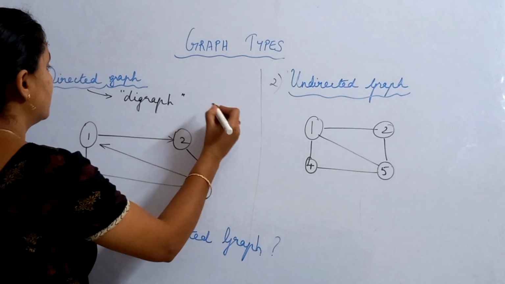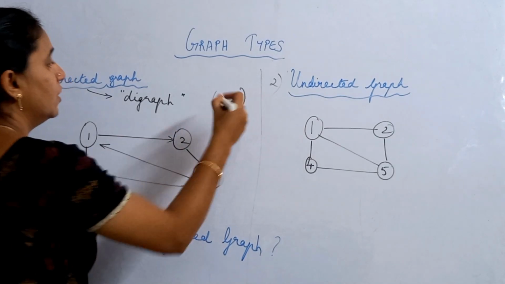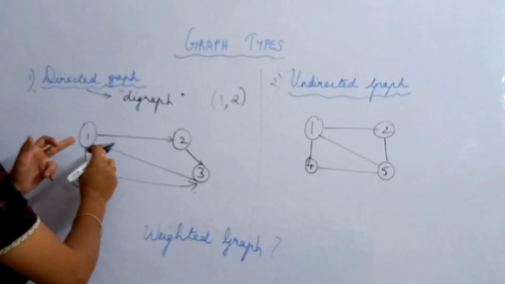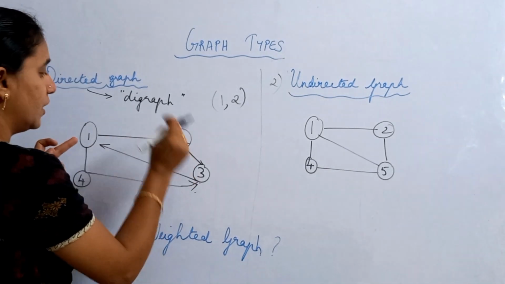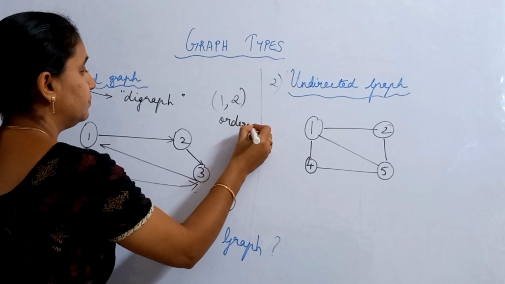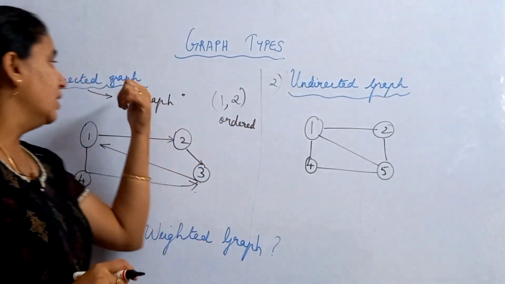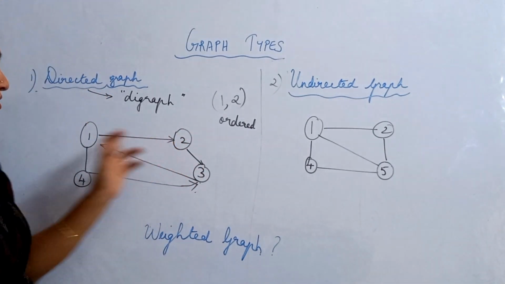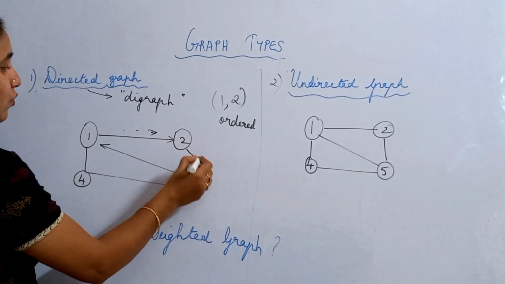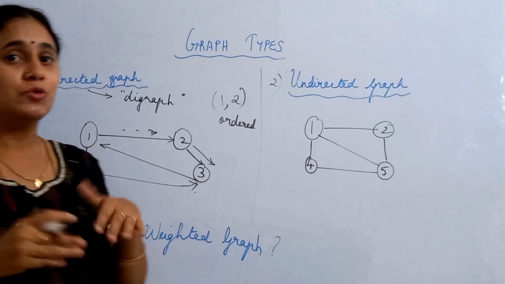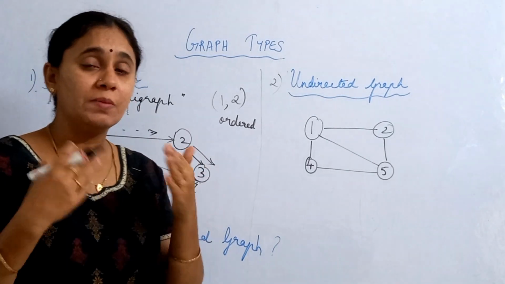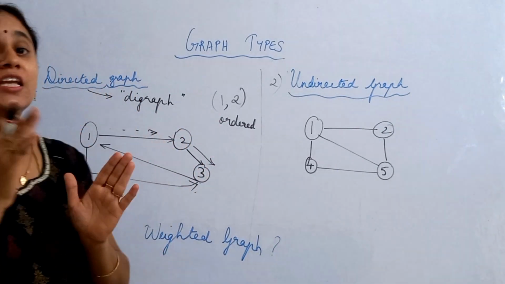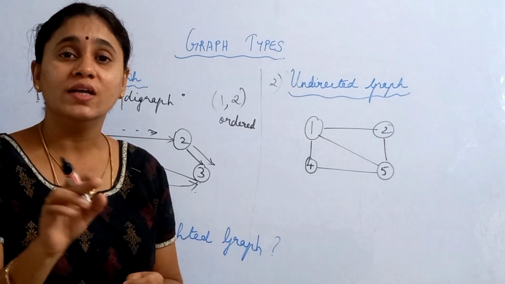For example, if I write 1 to 2, the meaning is that the passage will be from the first vertex to the second vertex. This is called your ordered pair. Another thing is it is unidirectional, that is, the direction is only one way. We are going to travel like this, and here we travel from here to here. We cannot take the reverse direction because the actual path is given. So it is a unidirectional graph, right? We can pass in only one direction, based on the order that is given.